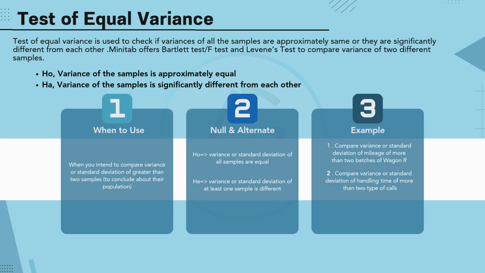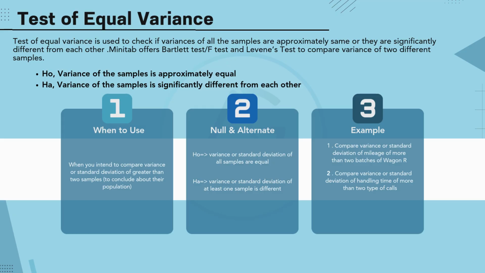There are two key hypotheses involved. Null hypothesis, H0: the variance of the samples is approximately equal. Alternative hypothesis, HA: the variance of the samples is significantly different from each other. This test is essential when comparing two or more groups, especially when you're about to run other statistical tests that assume equal variance, like t-tests or ANOVA.